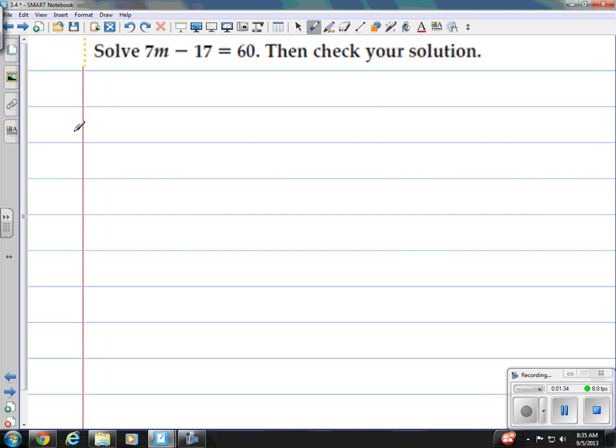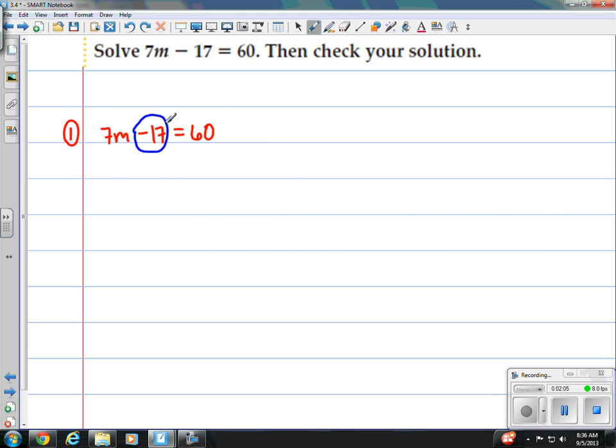So example 1. We're asked to solve 7m minus 17 equals 60. And it says, then check your solution. So first things first, we see if it can simplify. 7m cannot subtract 17 because they're unlike terms. One has an m, one doesn't. So step 2 is to transpose our constant. Our constant is our 17. It doesn't have a variable.